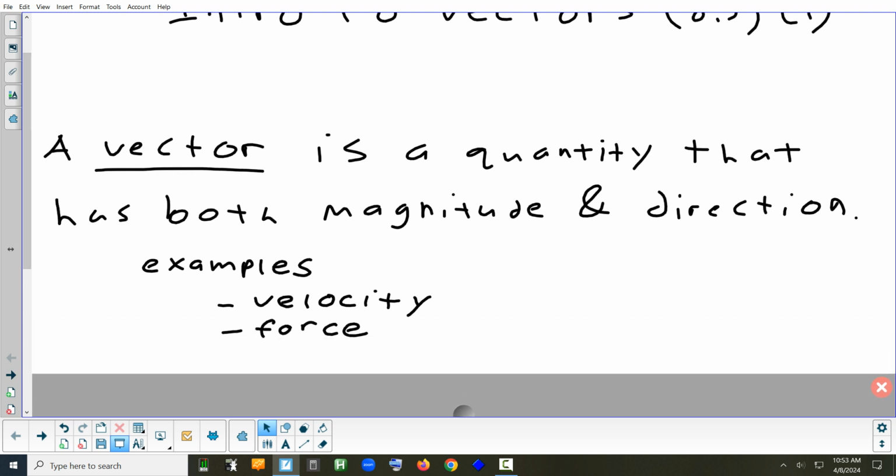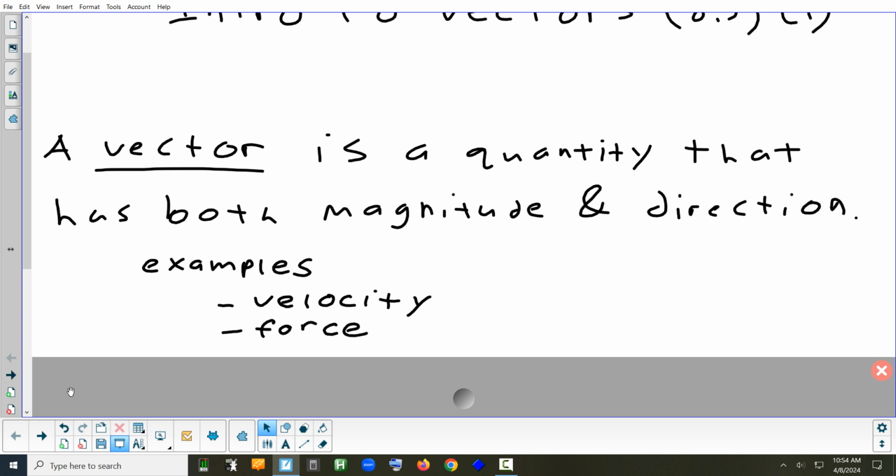Another example would be like a force, right? A force has two components to it. Like how hard are you pushing or pulling on something, and the direction. There's a difference between pulling upward with force or pulling downward. Okay? The direction is different. So a vector can represent both of those things at the same time, the magnitude and the direction.